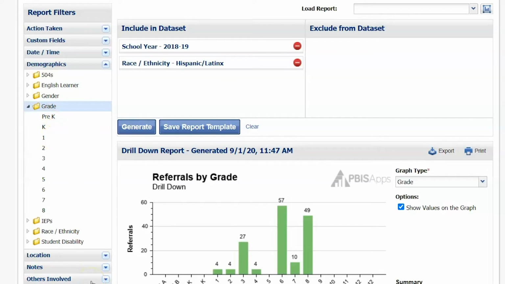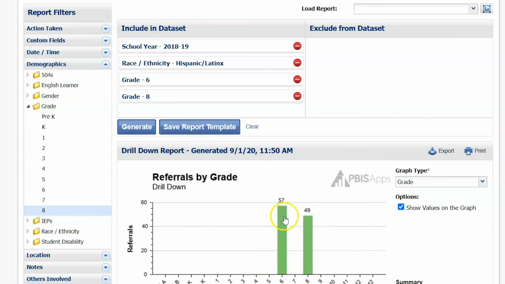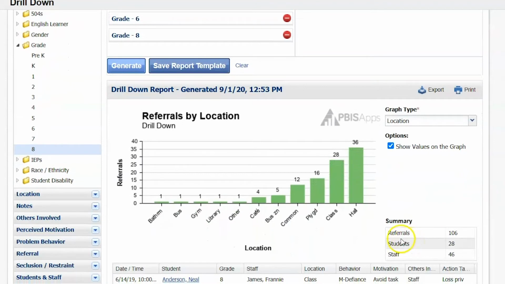Over here in the report filters on the left, I'm going to demographics again, and this time we'll open the folder for grade. I'm going to double-click on the 6th grade and double-click on the 8th grade. Then I'll click Generate. Now we're looking at just the referrals given to students who identify as Hispanic Latinx who are in the 6th and 8th grades in the 2018-19 school year and had at least one referral. In the summary, we see this data set includes 106 referrals for 28 students from 46 different staff.